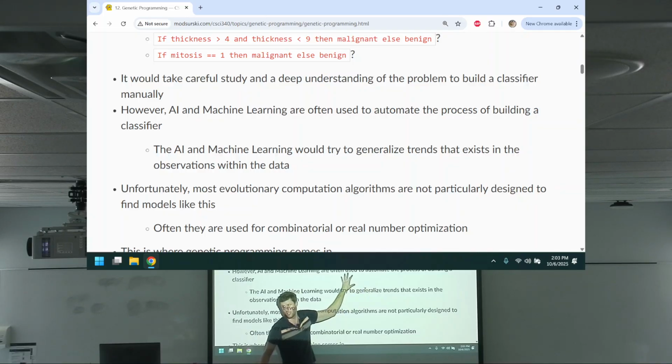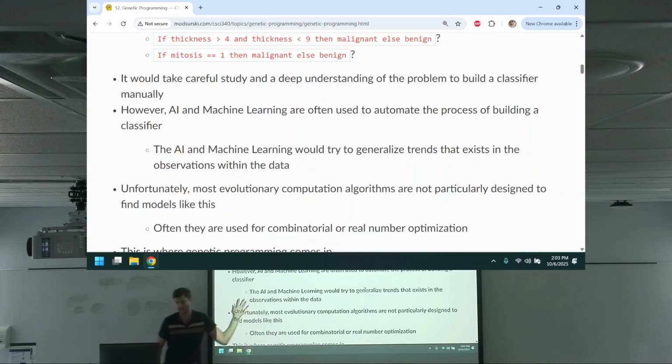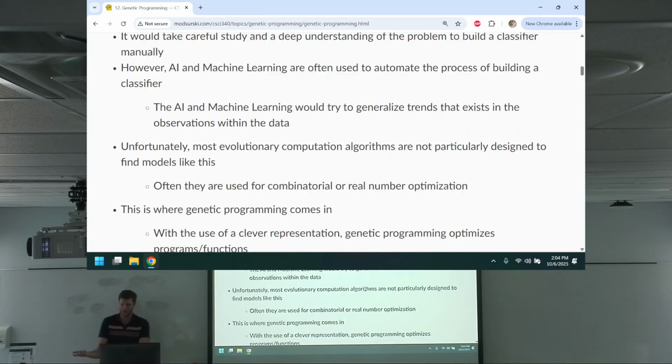How many of you in here are neurosurgeons? How many of you in here are experts on breast cancer? Right? Good luck. However, AI and machine learning are often used to automate this process, and they are going to try to generalize anything they find. Now, obviously, when you're doing machine learning, you want 100% accuracy all the time, right? Obviously, that's ideal. In practice, though, set your expectations accordingly. That's usually not going to work, right?